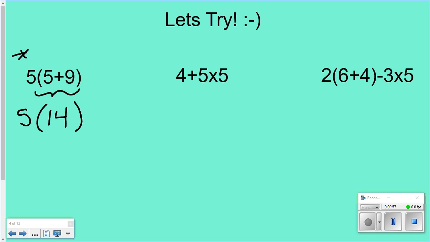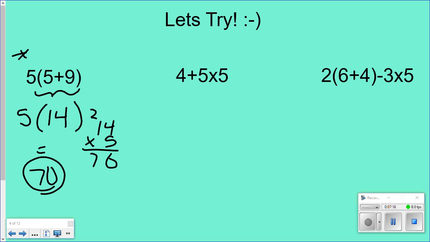Well, what does 5 parentheses 14 mean? What is this another way of showing, Maddie? Multiplication, right? So if I have something on the outside of my parentheses, it means multiply. So if you have to do it to the side, go ahead and do it to the side. So the answer to this would be 70. Okay?